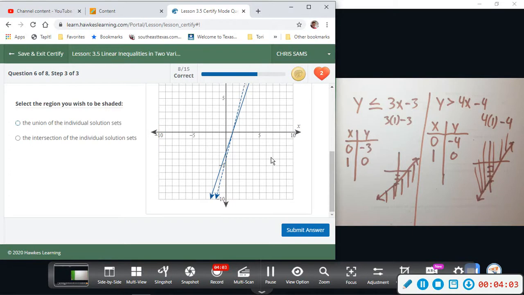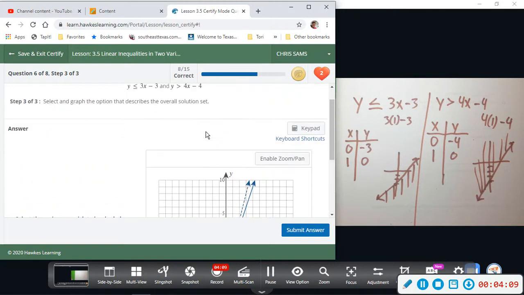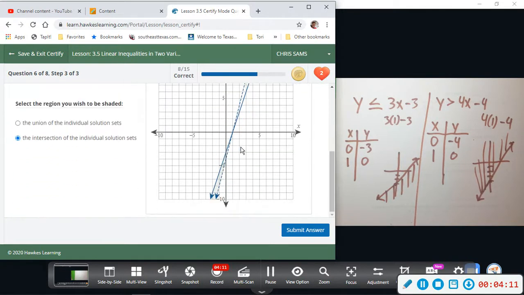Alright, so now we want to shade the intersection. So when it says and, we want the intersection. I'm trying to figure out which one. I should have been doing a dotted line over here. It'd been easier to see. Dotted line, we went above. And so it'd be in this little triangle or piece right here. Because solid line we went below. So it'd be that thin section there.